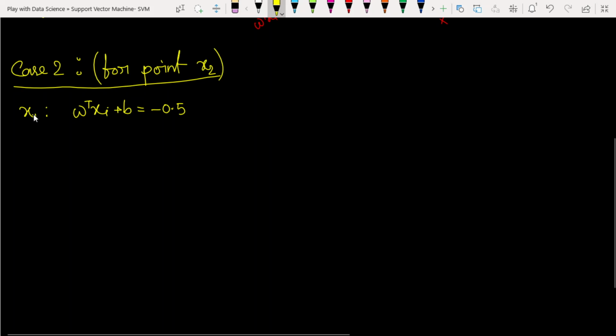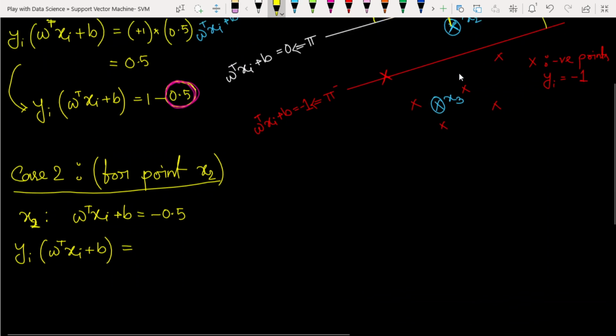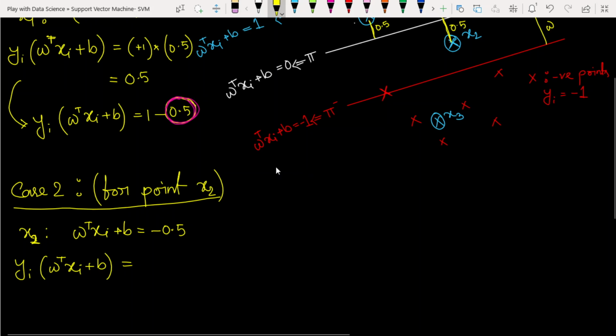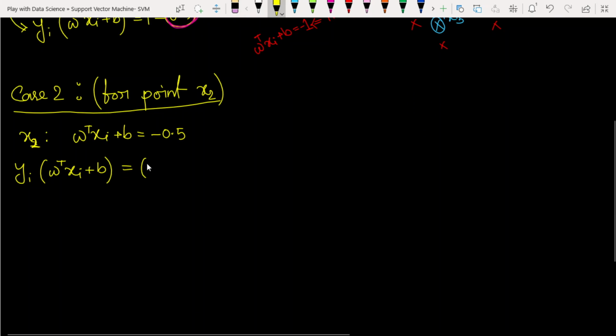I think this is clear to all of you. I am using this concept again and again, many times. It is the same concept for every point. Now I am interested in calculating this value, W transpose xi plus b. This x2 point is also a positive point, so the yi value will be plus 1, and this value is equal to minus 0.5.